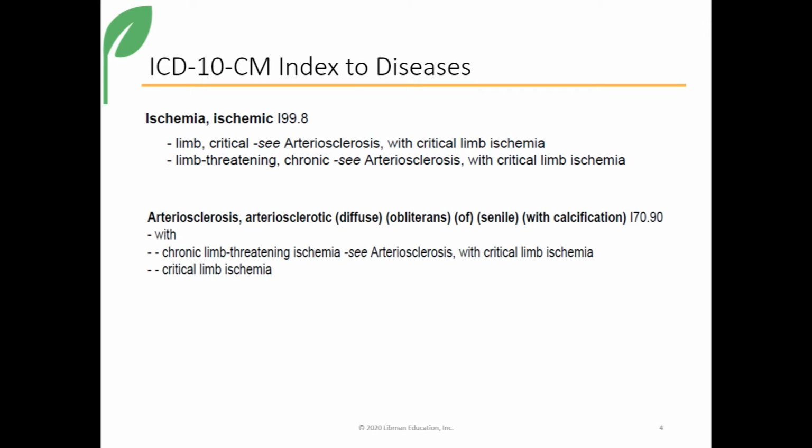We follow the instructional term to see arteriosclerosis with critical limb ischemia because the term "see" is an inflexible instructional term that requires us to see the term that is indicated, in this case arteriosclerosis, to see if any instructional terms may apply there. Under the main term arteriosclerosis, there are two subterms, one with chronic limb-threatening ischemia that refers us to arteriosclerosis with critical limb ischemia, and then that subterm, critical limb ischemia.